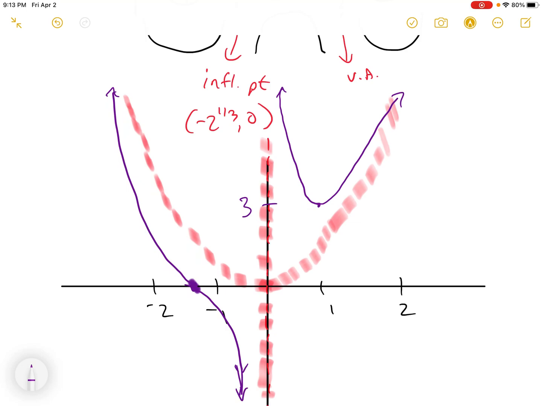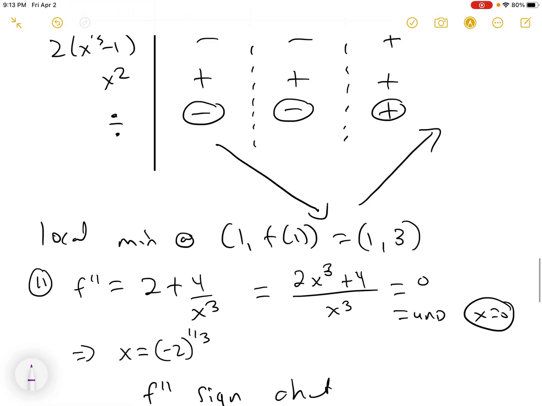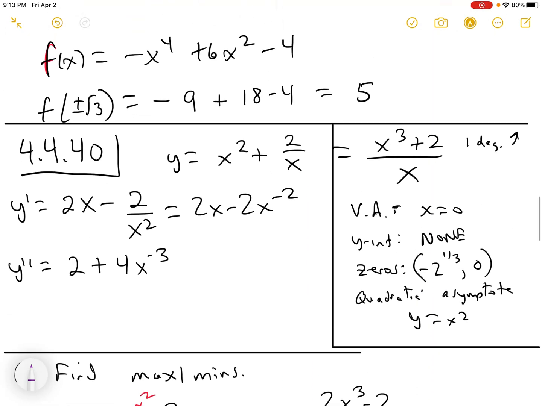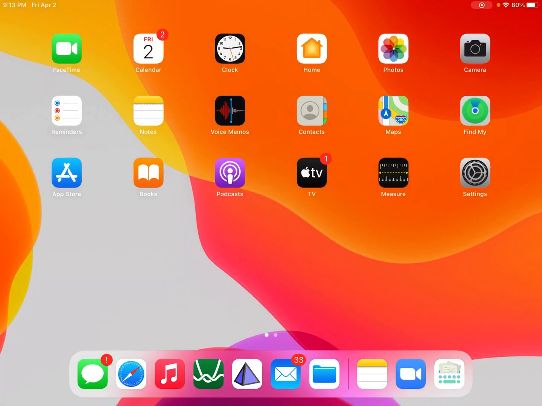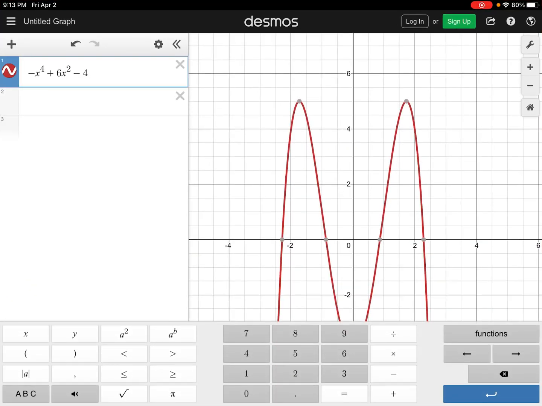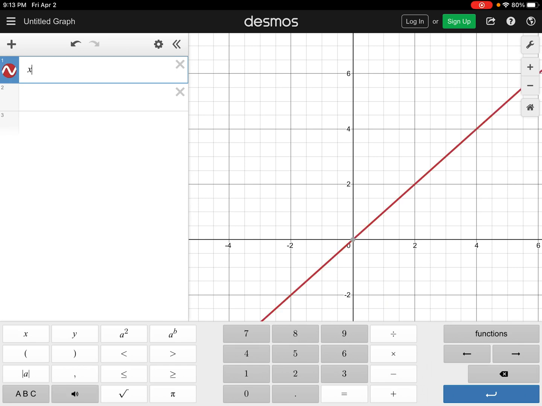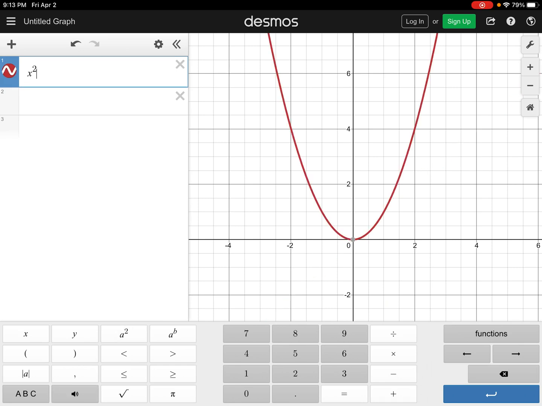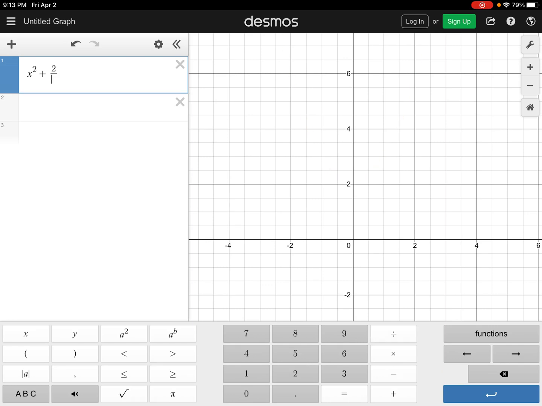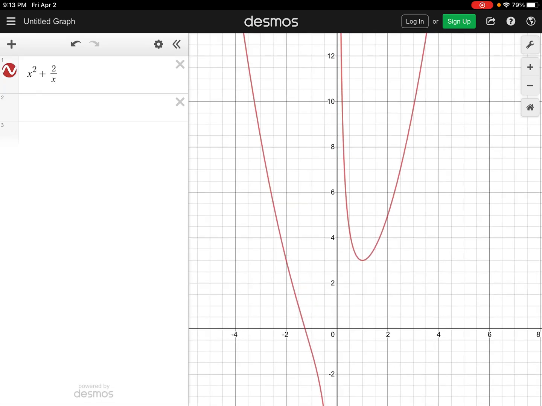That's like the coolest problem I've done all day. I'm so glad I took this night to do this. x squared plus 2 over x. Let's check it out. I feel confident about this. x squared plus 2 over x. Boom.